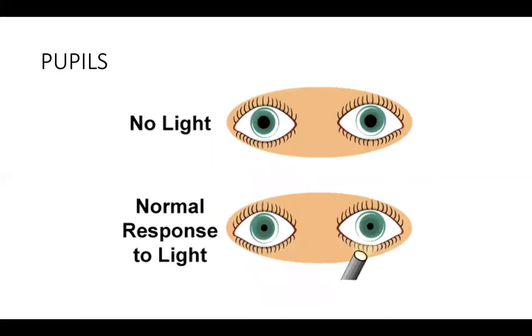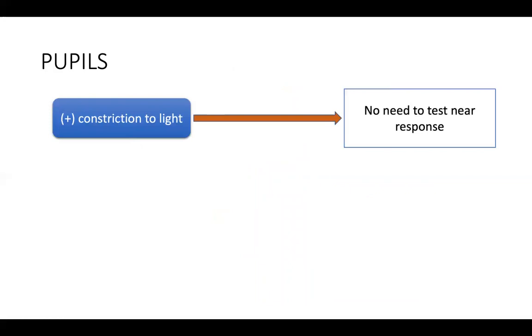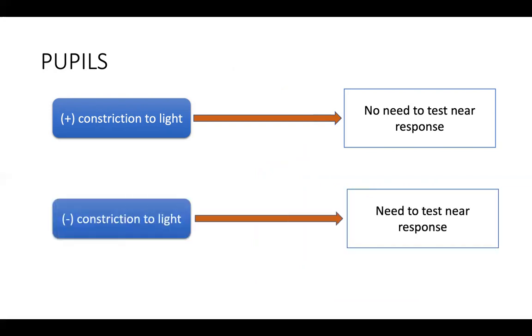The pupils should be tested individually in dim light, with the patient fixating on a distant target. Pupillary constriction is the normal response to light. There is no need to check near response if the pupils respond briskly to light, because isolated loss of constriction or miosis to accommodation does not occur. However, it is important to test near response if the light response is poor or absent.